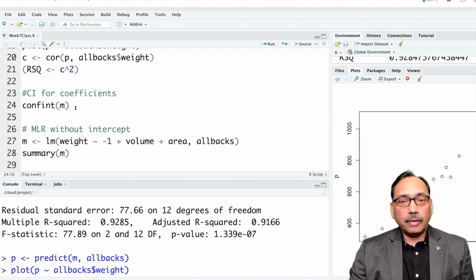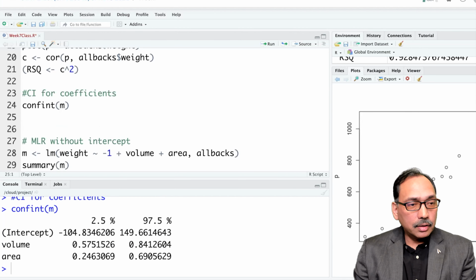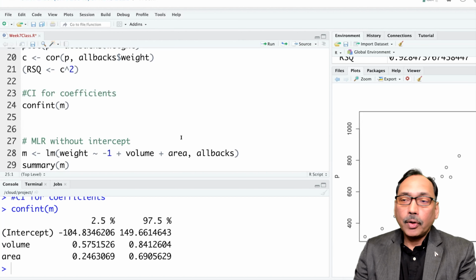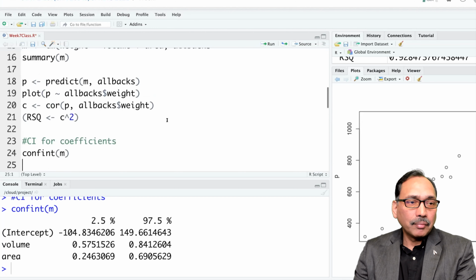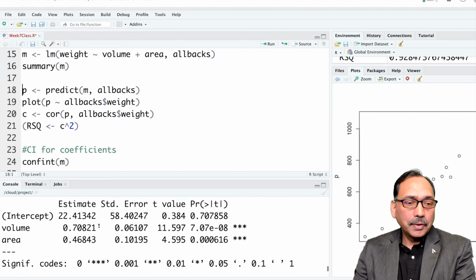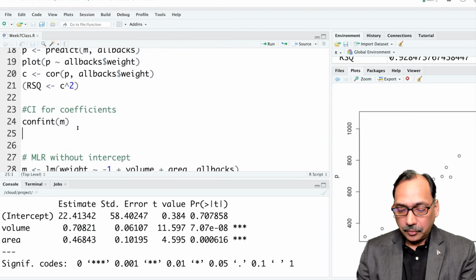For confidence interval of coefficients, this is how we got it. Confidence interval for M. Just to refresh how it works, I gave you that formula of B1 plus minus T times the standard error. So if you have a summary like this, where your estimate is 0.70821, you can find first of all a T value.